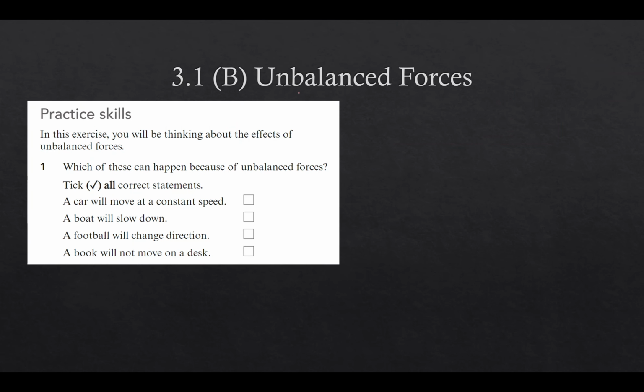Let's look at 3.1b, unbalanced forces. Let's look at the first question. Which of these can happen because of unbalanced forces? We have to put a tick mark for the correct statement. A car will move at a constant speed. This is incorrect, because if there is an unbalanced force, let's say this is the direction in which the car wants to move. Let's say this is the driving force, and let's say there's a frictional force which is in the opposite direction.